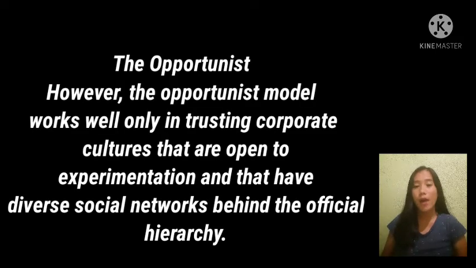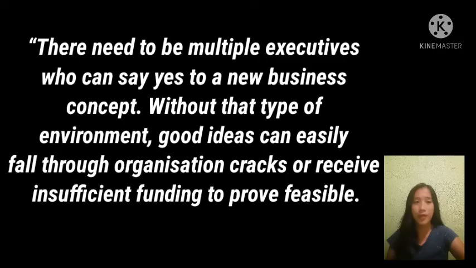So there are four models of corporate entrepreneurship. First is the opportunist. However, the opportunist model works well only in trusting corporate cultures that are open to experimentation and that have diverse social networks behind the official hierarchy. There need to be multiple executives who can say yes to a new business. Without this type of environment, good ideas can easily fall through organizational cracks or receive insufficient funding to prove feasible.